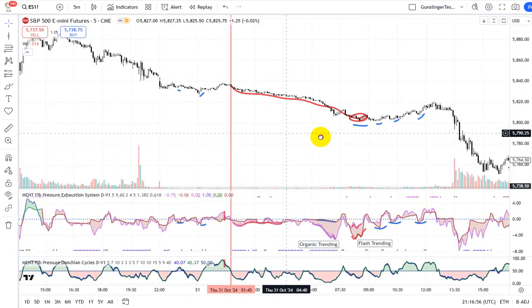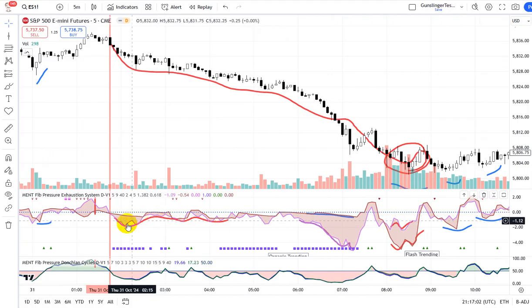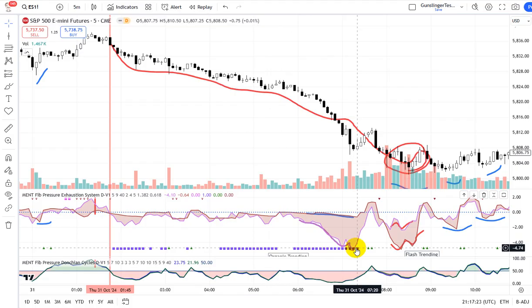If I drag this over here and spread it around, can you see that clean organic trending right here? The pink line stays below the red line for the most part. You had a little flash right here, went back into organic trending, another little flash, back into organic trending, and then real solid organic trending all the way down. It stayed organic even through this rotation, until we got right here. Pretty much right there is where we started our flash trending.